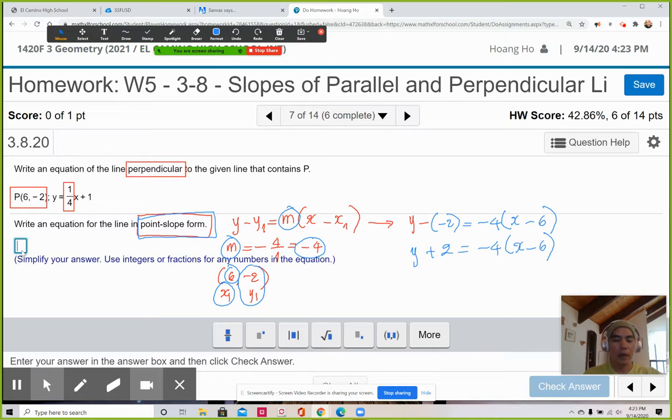So y plus 2 equals negative 4 times x subtract 6.